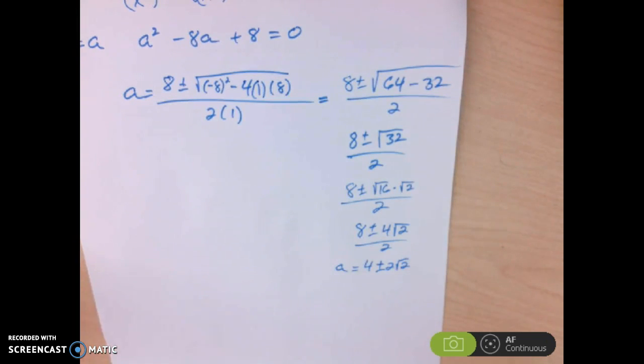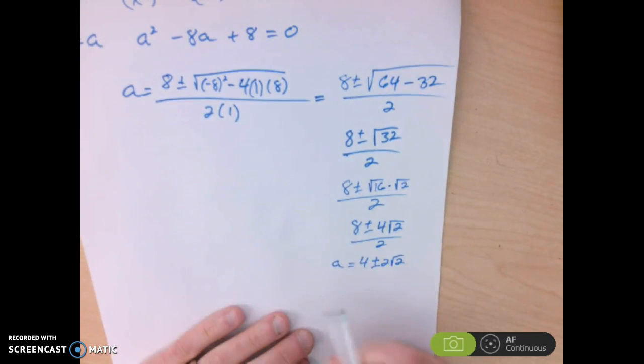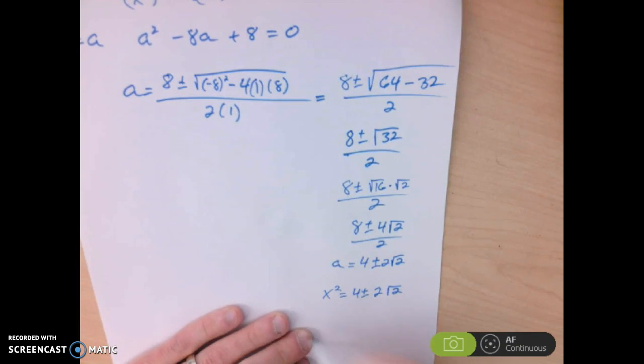But a, if we remember, was x squared, right? So I know that x squared equals 4 plus or minus 2 square roots of 2. So now I have to take the square root of both sides.